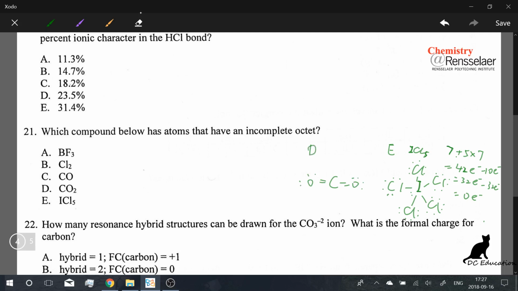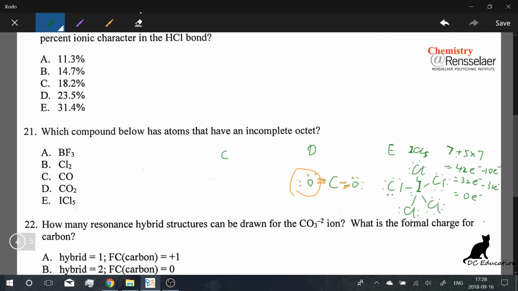So for this particular one over here, it looks obvious that everybody has a complete octet. This one has 1, 2, 3, 4, 5, 6, 7, 8 electrons. And this one has 1, 2, 3, 4, 5, 6, 7, 8 electrons. And this one has 8 electrons. So it all has a complete octet.